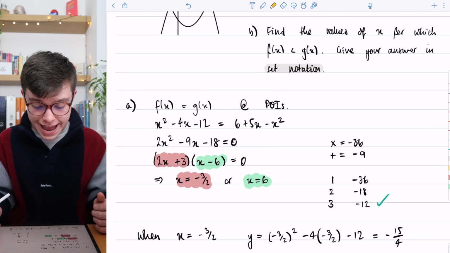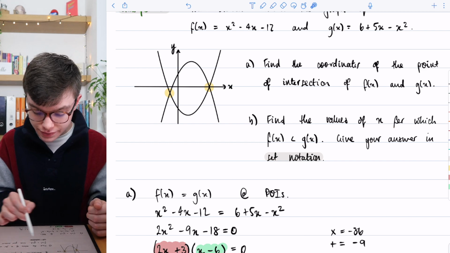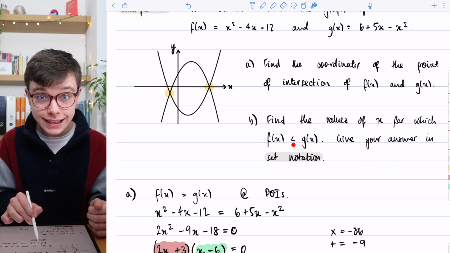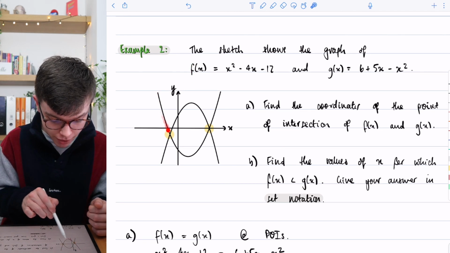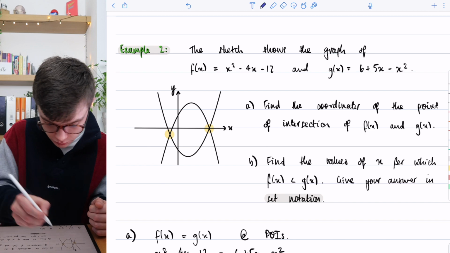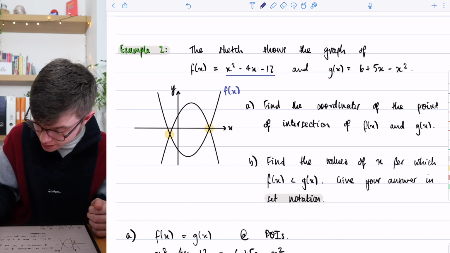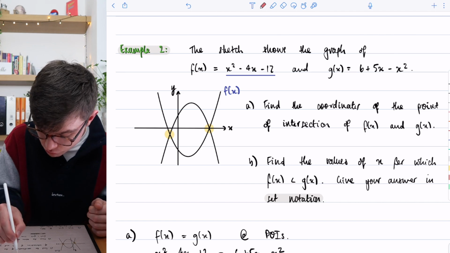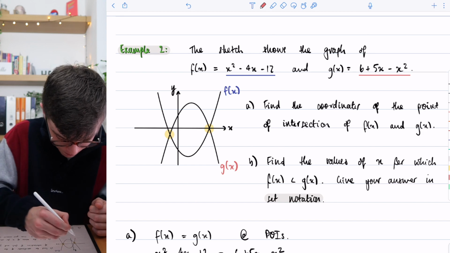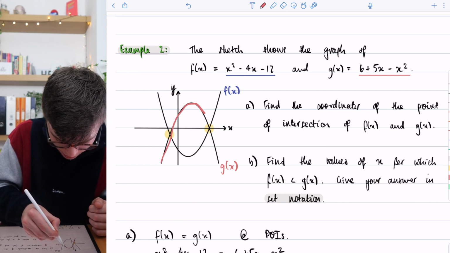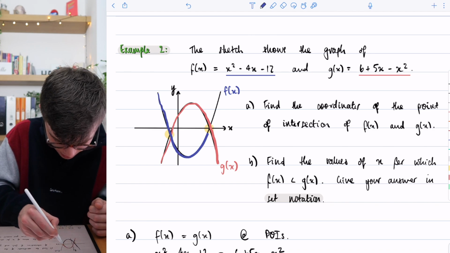So that was part A, and then for part B, what we wanted to do was find the values of x for which f of x is less than g of x. So if we think f of x is our positive quadratic, we'll underline that in blue, that's f of x. And in this red colour, that can be g of x. So g of x is that there, not the neatest, but it will do. And that is f of x.